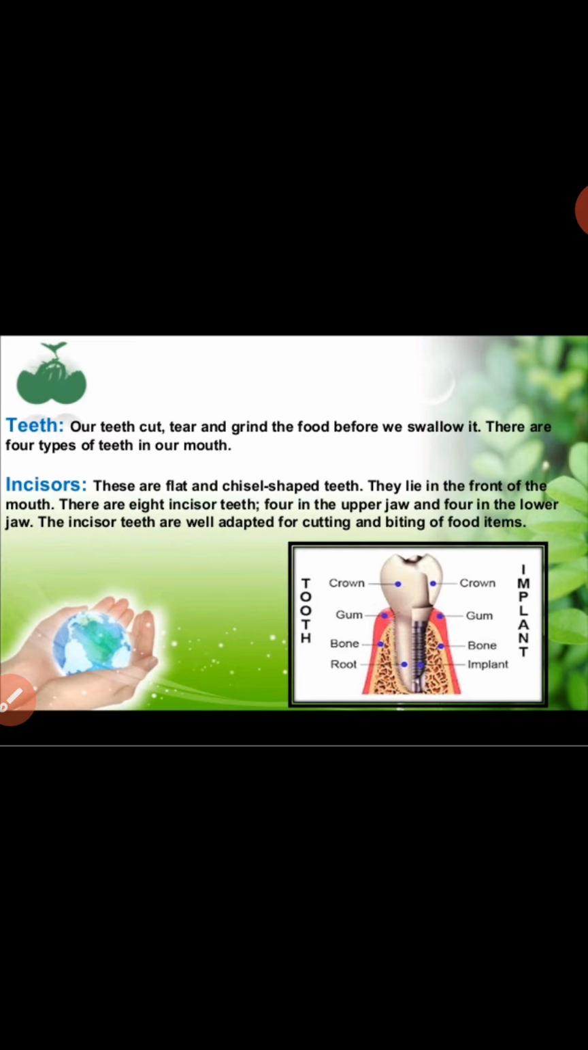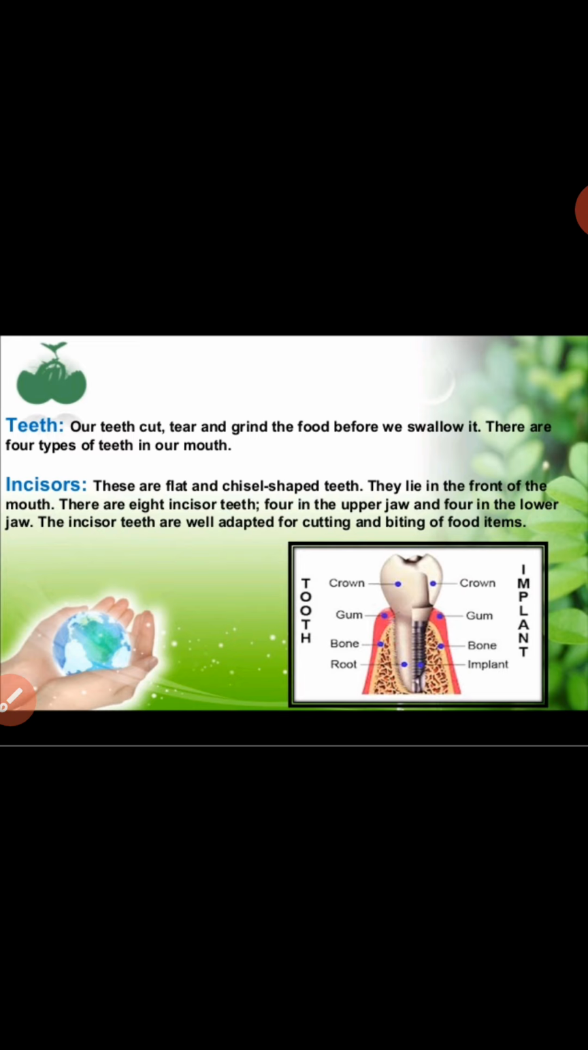Now you all know that in our whole body there are various organs that help us to move around. One of them is our mouth, which helps in the digestion process. When we speak about the digestion process, the first organ that comes to our mind is the mouth. Inside the mouth there are many organs like the tongue, teeth, and salivary glands. Today we are going to speak about the teeth.